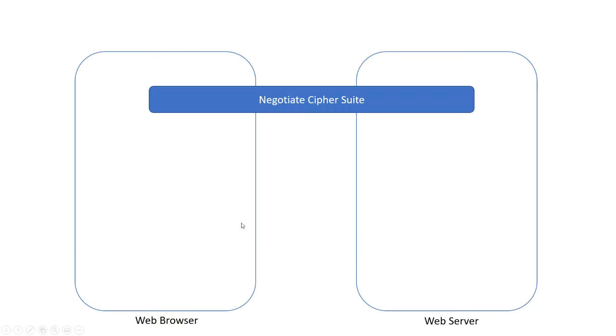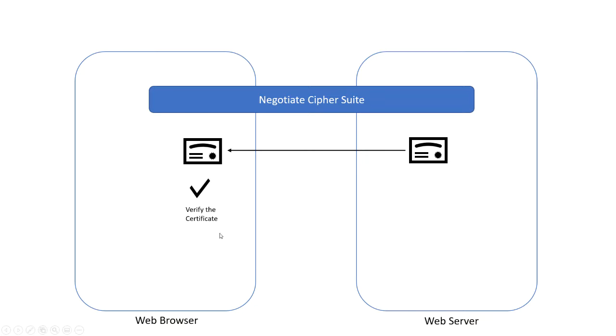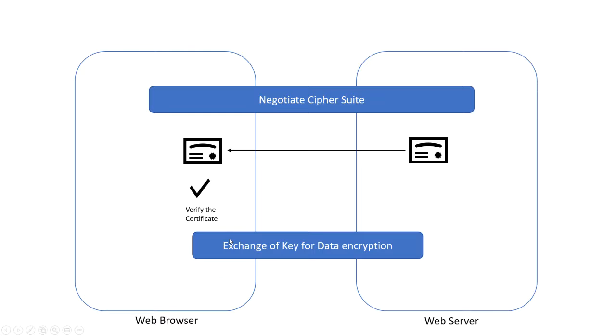And once that cipher suite exchange happens, the web server will send the certificate to the web browser saying, hey, this is the certificate for the connection you are trying to make. The web browser verifies whether it's a valid certificate or not. Once the verification is done, the exchange of the key for the data encryption happens.